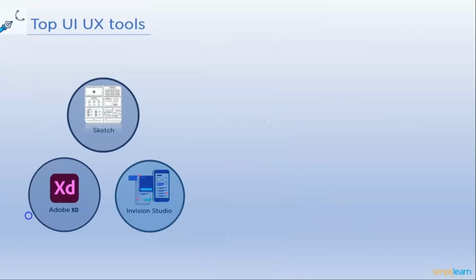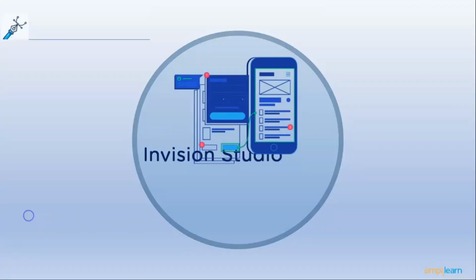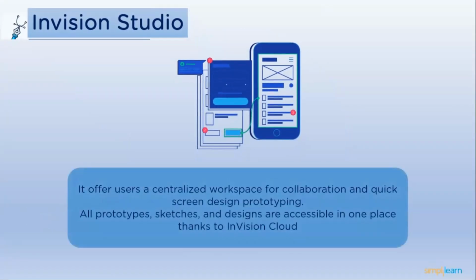The third one is InVision Studio. It is a set of UI and UX tools that offers users a centralized workspace for collaboration and quick screen design prototyping. All the prototypes, sketches, and designs are accessible in one place, thanks to InVision Cloud. Communication is also made simpler through InVision Studio, and they can get intermediate input and stay informed about the document's modification at every stage.